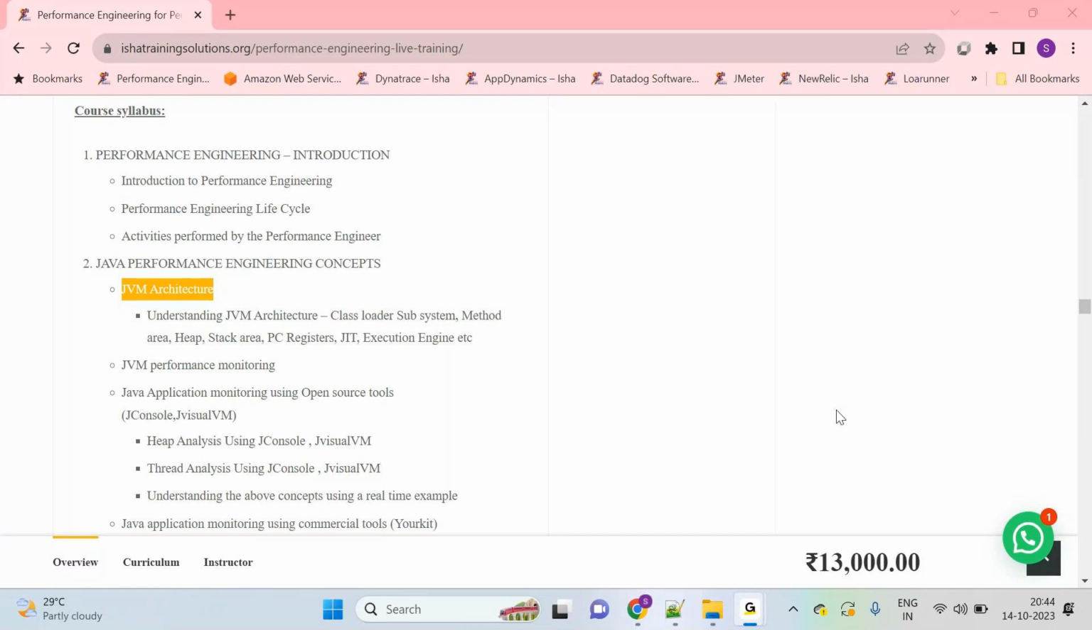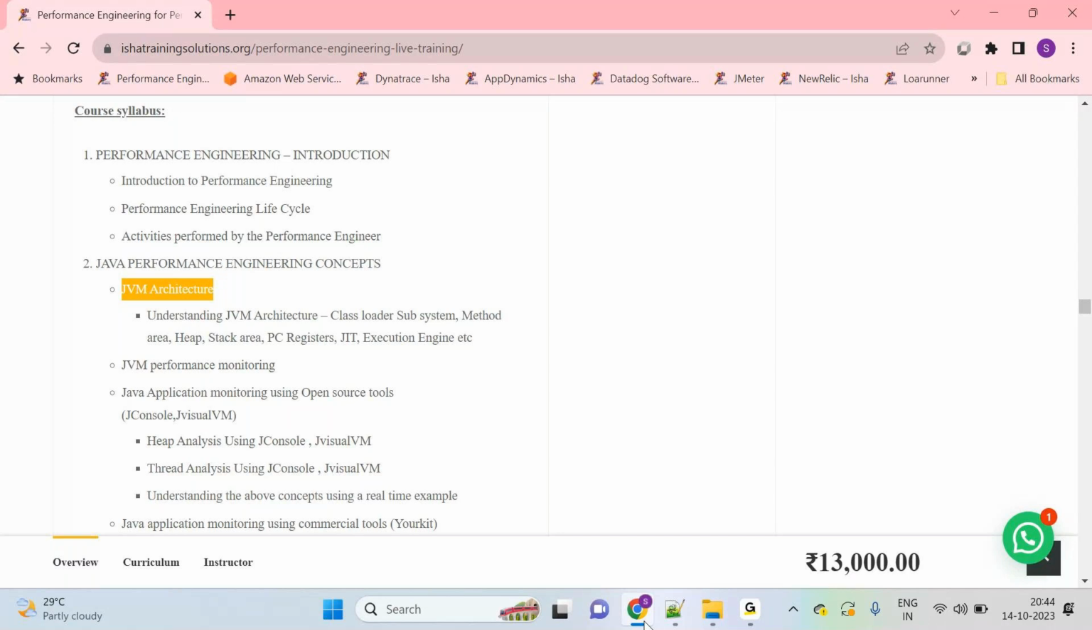So we are going to understand it from the basic architectural level, because only then, when there is a problem at your JVM level, whether your heap has the problem, your thread has the problem, or your garbage collection has the problem, can you decide what you have to do and what you have to modify. So for that, we are learning from the architectural level. JVM architecture we are going to learn first.